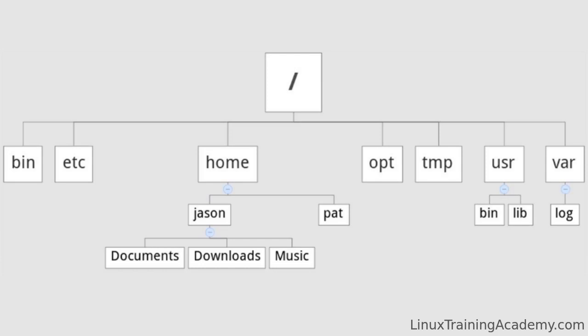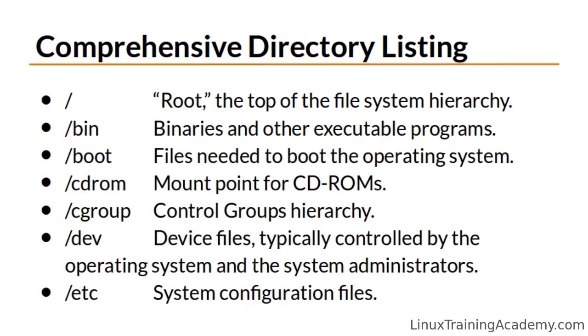Here's yet another way to visualize this. In this example, we can see /home/Jason has 3 directories: documents, downloads, and music. Up until this point, we've only talked about a few top-level directories. However, when you actually get on a live Linux system, you're going to see that there are several other top-level directories.